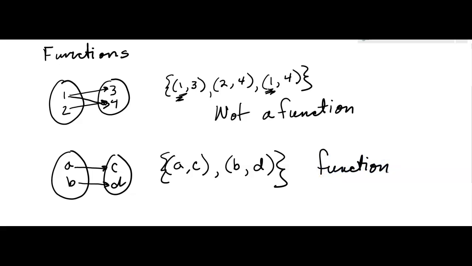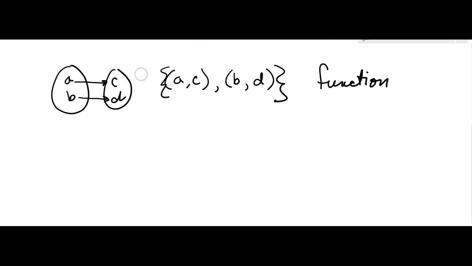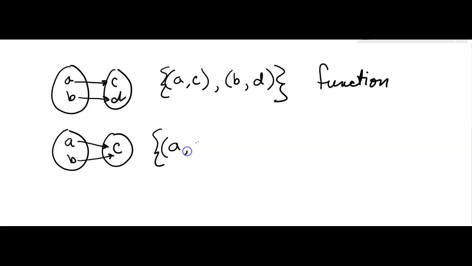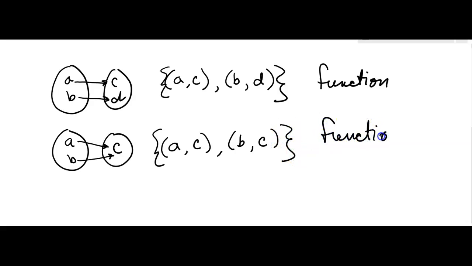Okay, and I'm going to do another example. Let's say I have A and B, but over here I just have C. So I say I have A going to C and B going to C. Okay? Then I would have the ordered pairs A, C, and B, C. That is still a function. That's okay.